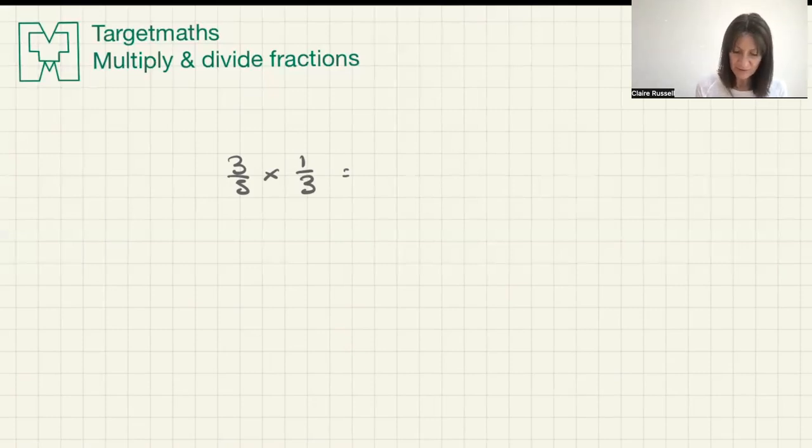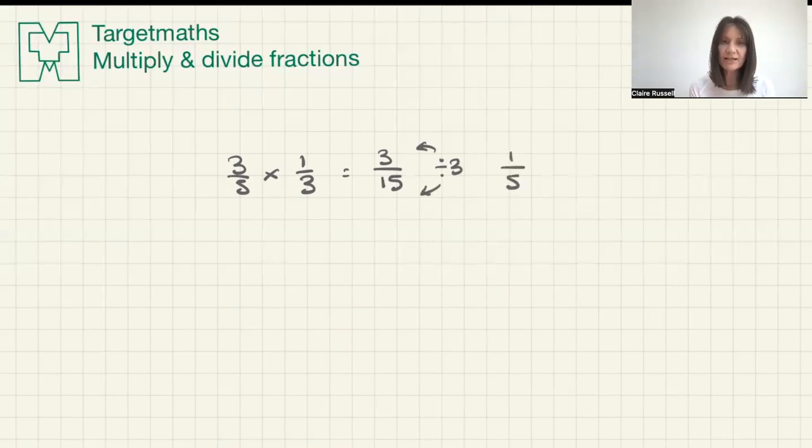And we've got 3 and we've got 15. Okay, now if you had a go at the cancelling, you would have spotted that it divides by 3, top and bottom, of course, which would have given you a 1/5. All right. Okay, next one.